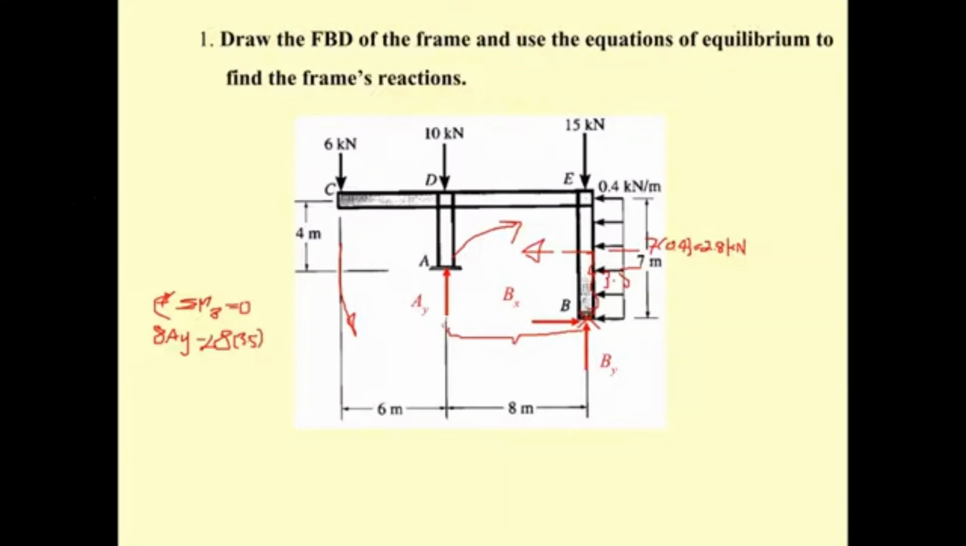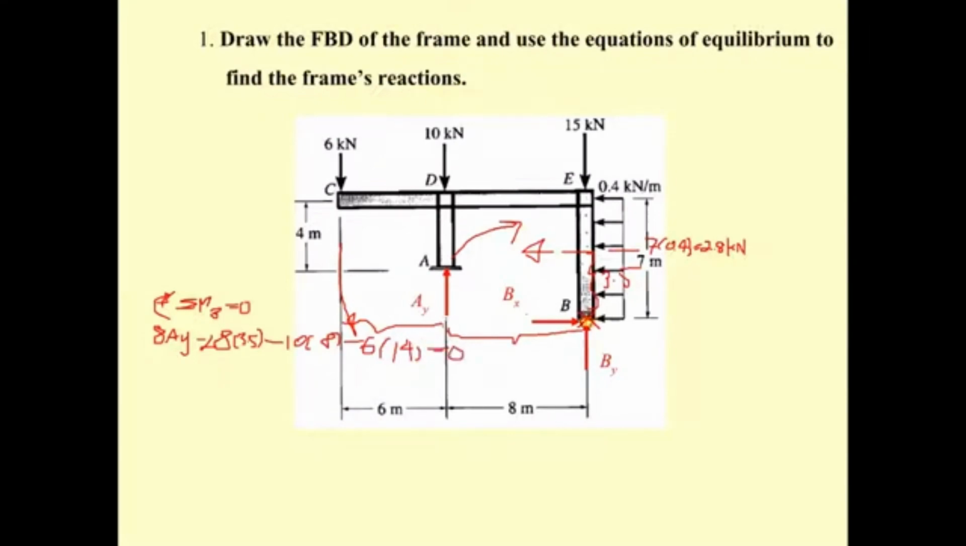The 15 kilonewton produces no moment because the 15 kilonewton will cut through B. Okay, and then we have the 10. The 10 goes by the A sub y, so the 10 is going to be times 8, so it's minus 10 times 8. Okay, and then we have the 6. The 6 is going to be times the whole distance: from here to here is 6, from here to here is 8, so it's going to be times 14. And then all of this is going to be 0.